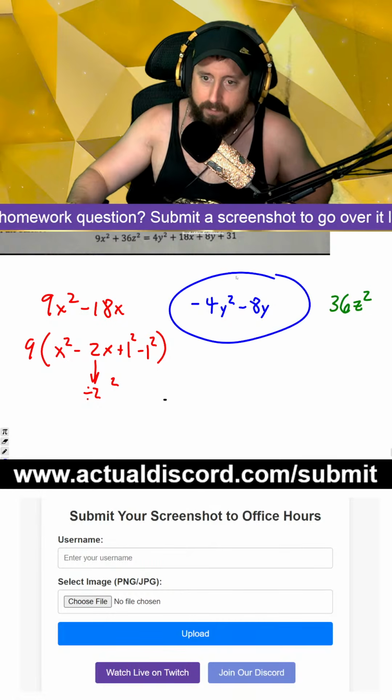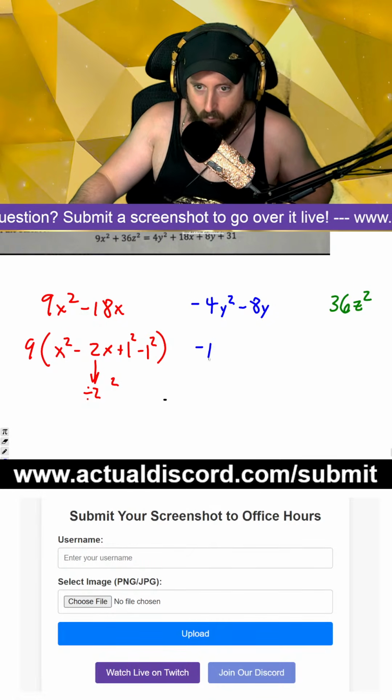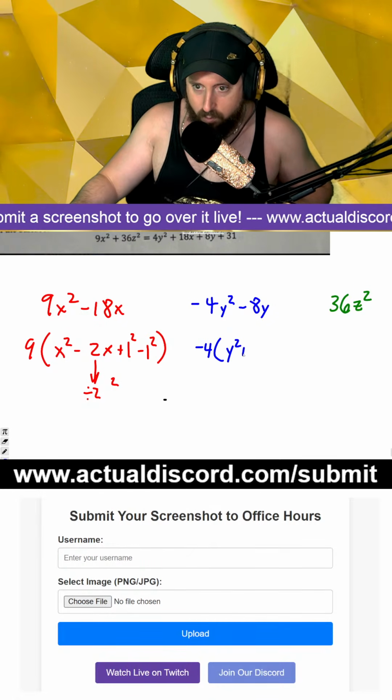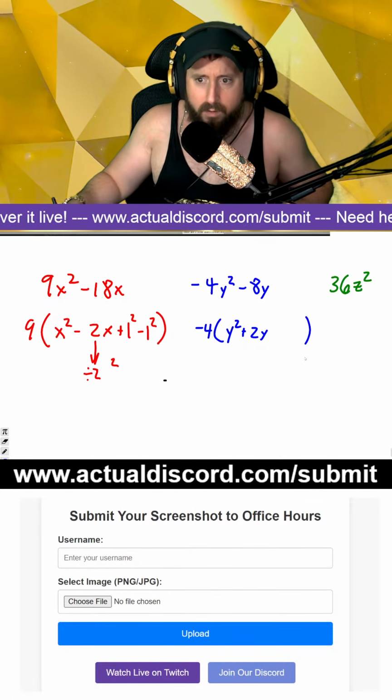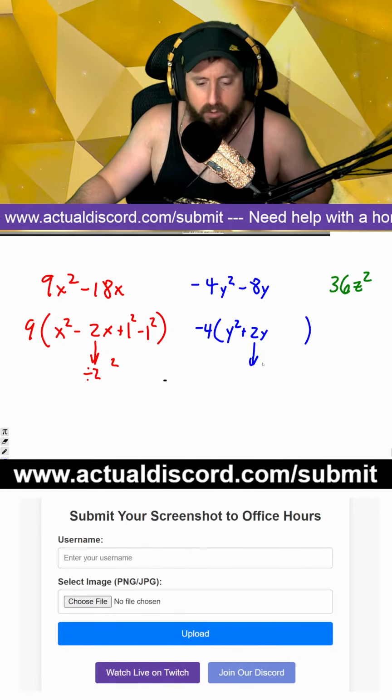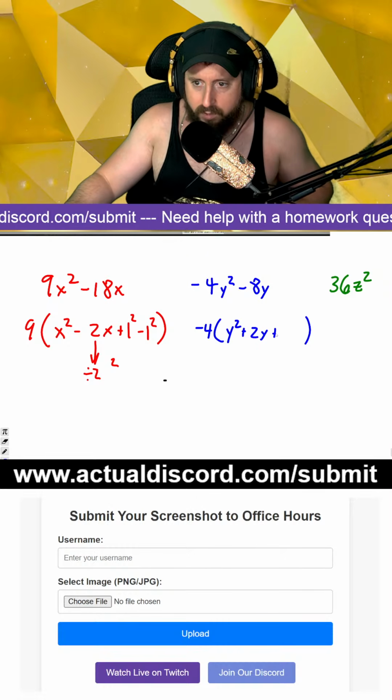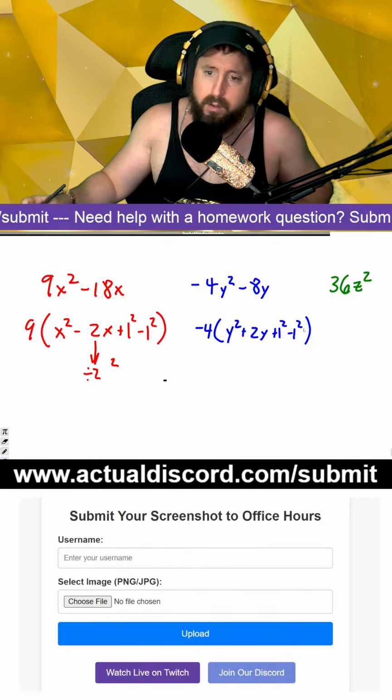Okay, for this one, I can pull out a minus 4. And that's going to get me y squared plus 2y. And then again, we're going to leave some room here. So again, divide by 2, square. So that's going to be plus 1 squared minus 1 squared.